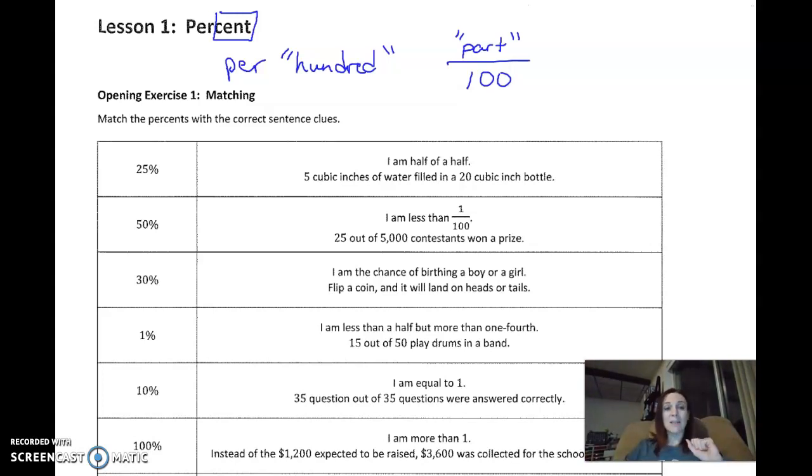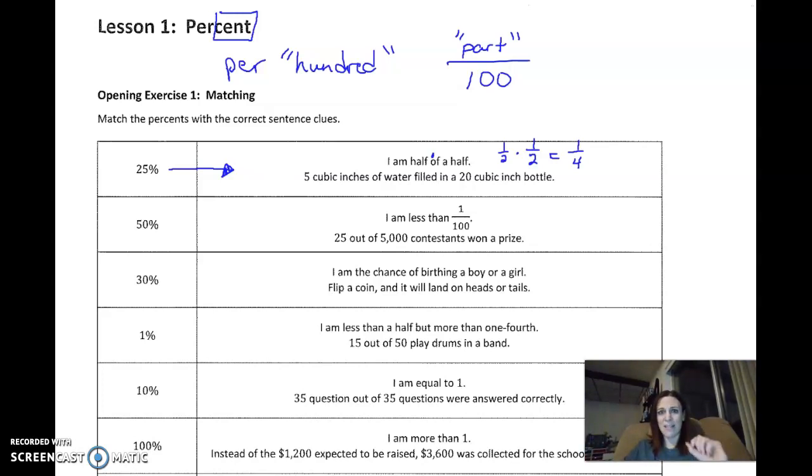Okay. So it says match the percents with the correct sentence clues. I am half of a half. I am 5 cubic inches of water in a 20 cubic inch bottle. So if you think of half, and if I'm half of half, if I multiply 2 halves together, I'd get 1 times 1, which is 1, and 2 times 2, which is 4. 1/4. So what percent goes along with 1/4 or a quarter? Quarter, keyword there, right? 25%.